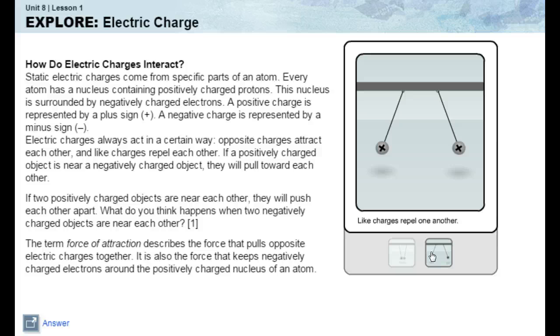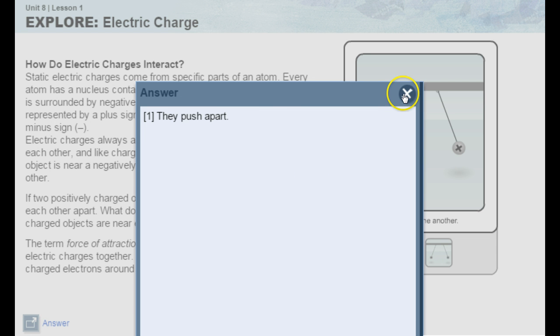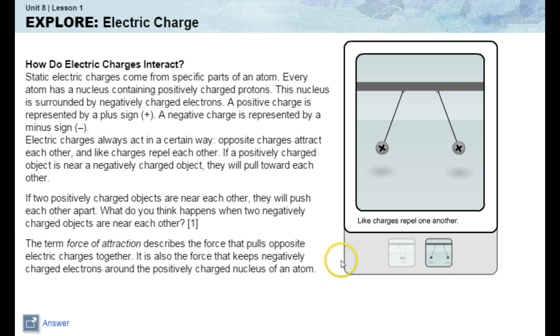The term force of attraction, yes, this is one of your words, describes the force that pulls opposite electric charges together. It is also the force that keeps negatively charged electrons around the positively charged nucleus of an atom. So just like the two positives, the two negatives would also push apart.